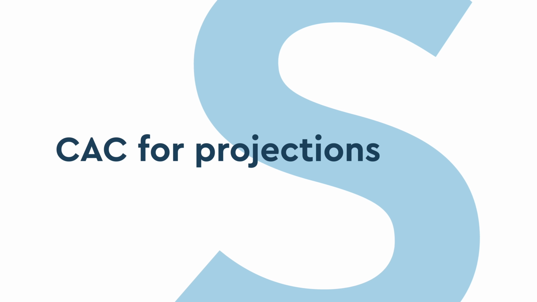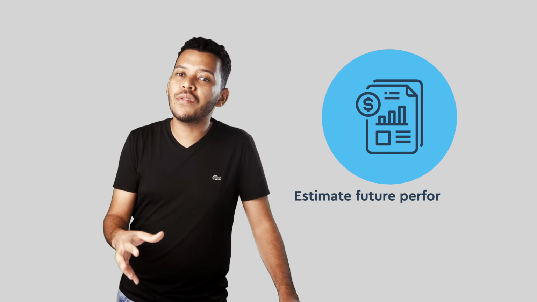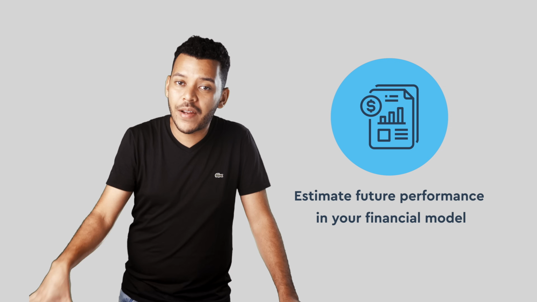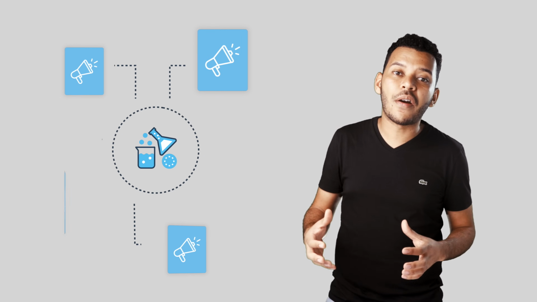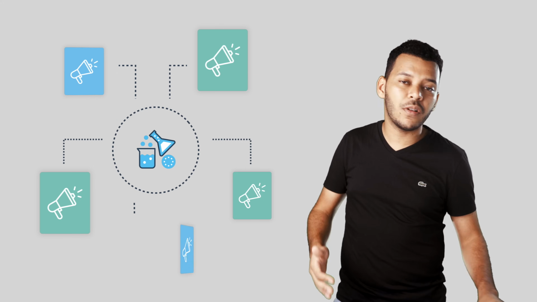Using cost of acquisition for projections. Historical performance is just the beginning. If you track these cost of acquisition costs correctly, you can use them to estimate future performance in your financial modeling. Our thesis for marketing is, again, running tests, finding out which tests are successful, and then repeating.